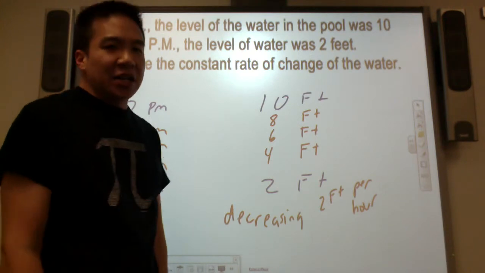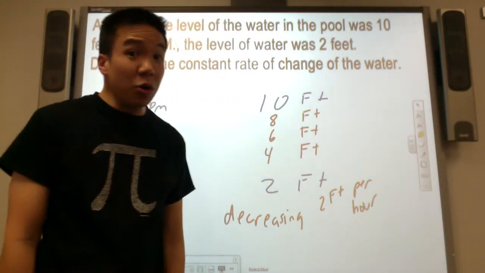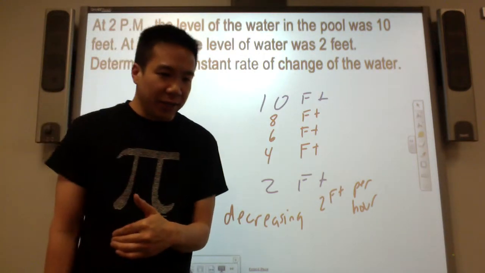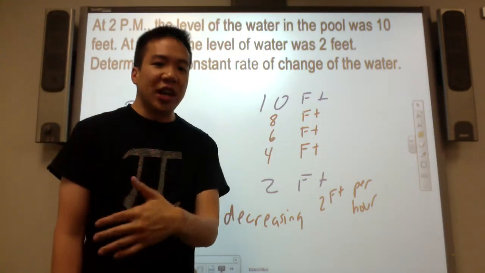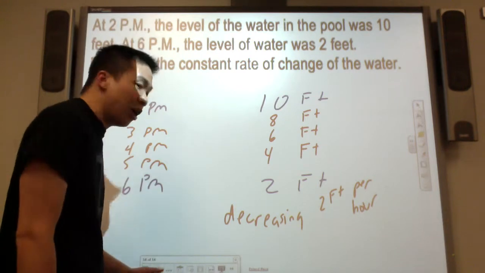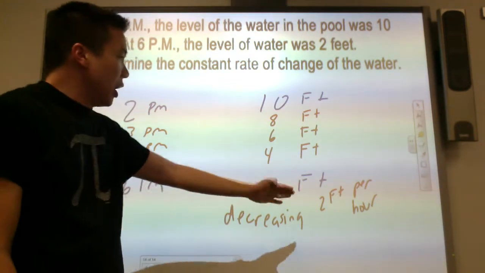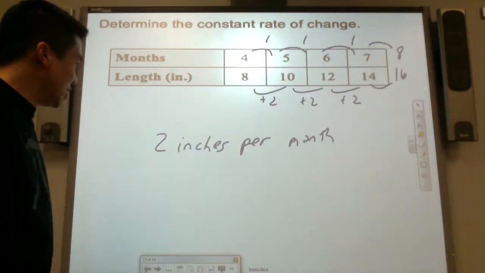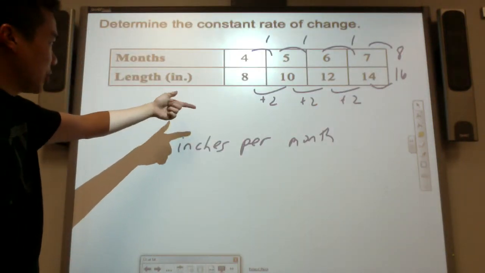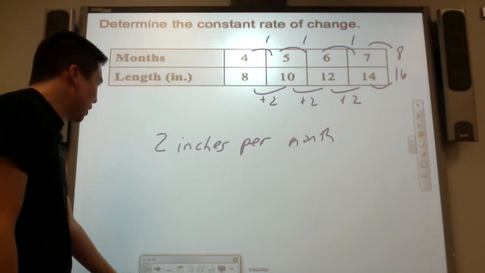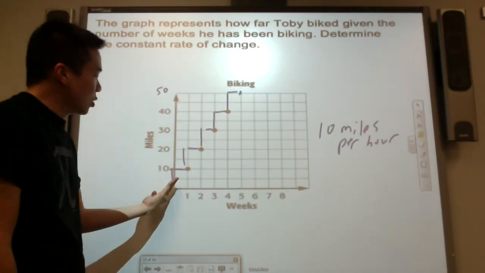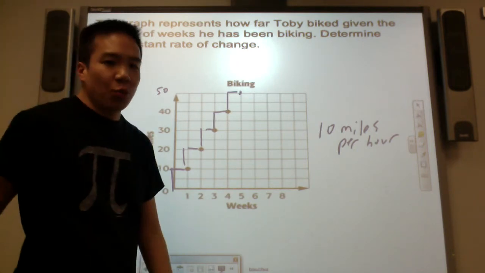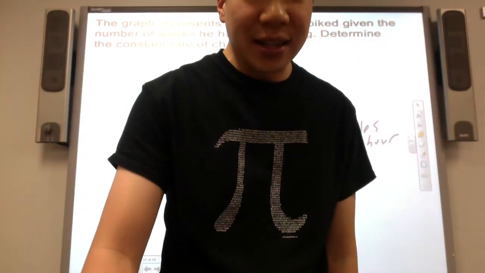So what we talk about here is constant rate of change. You look at a table, a graph, or a word problem, and you try to see how it is steadily changing. I like using unit rates to help me solve it. Here, I found a unit rate: it's steadily dropping 2 feet per hour. In this one, it's increasing 2 inches per month. In this graph, it's increasing 10 miles per hour. So this is the rate of change, or constant rate of change.